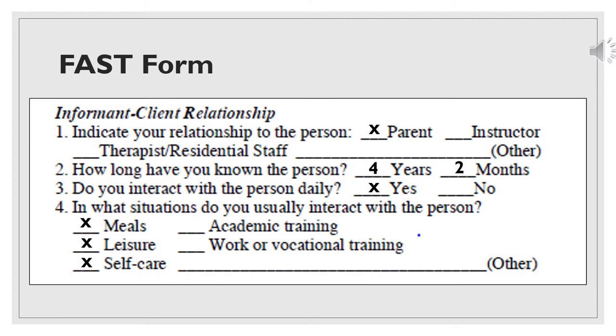Now we will discuss the results of Jane's FAST assessment. This is a questionnaire that Jane's mother was asked to complete. On this first section, Jane's mother discussed general information related to her relationship with Jane. She indicated that she is Jane's parent and has known Jane for her entire life. She also indicated that she interacts with Jane daily in the form of mealtime, leisure time, and self-care routines.